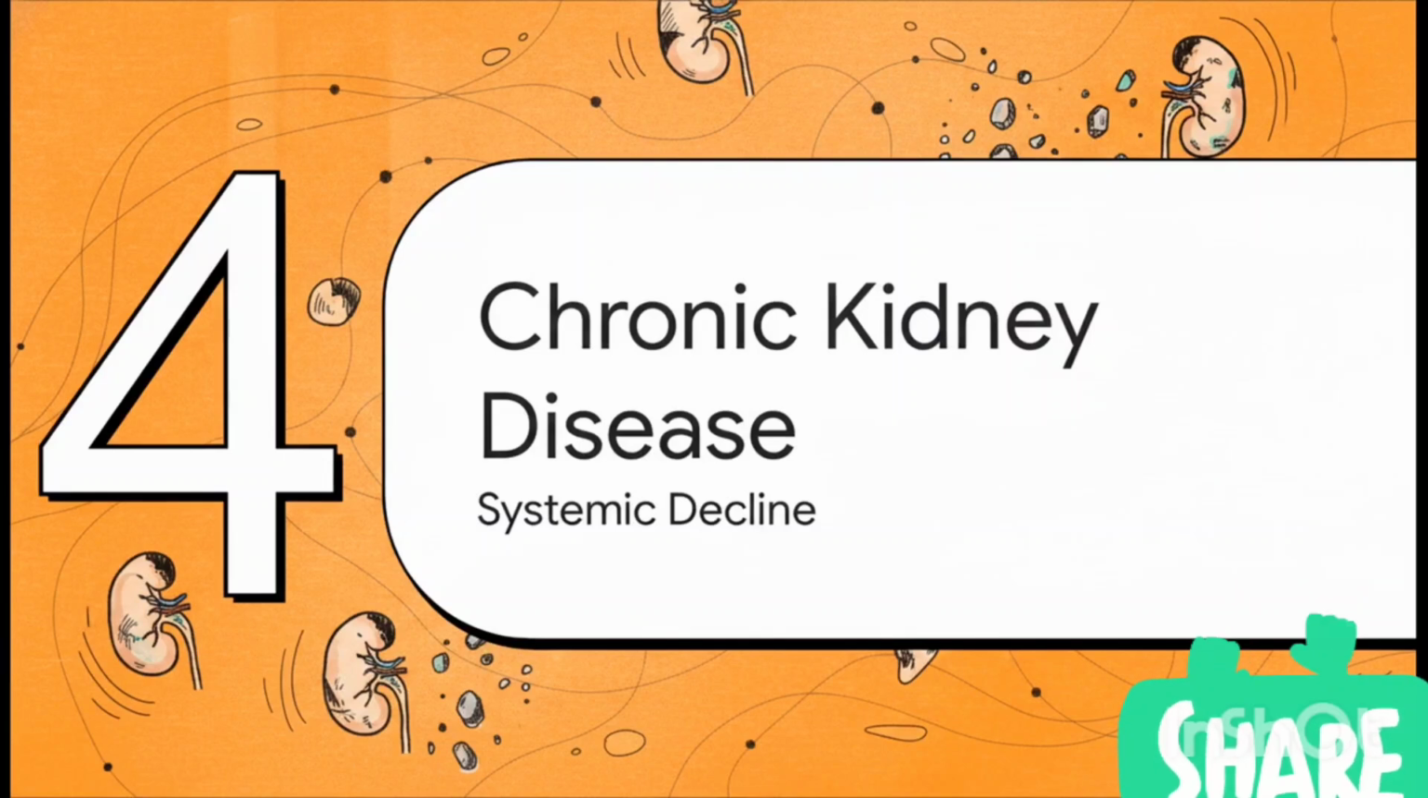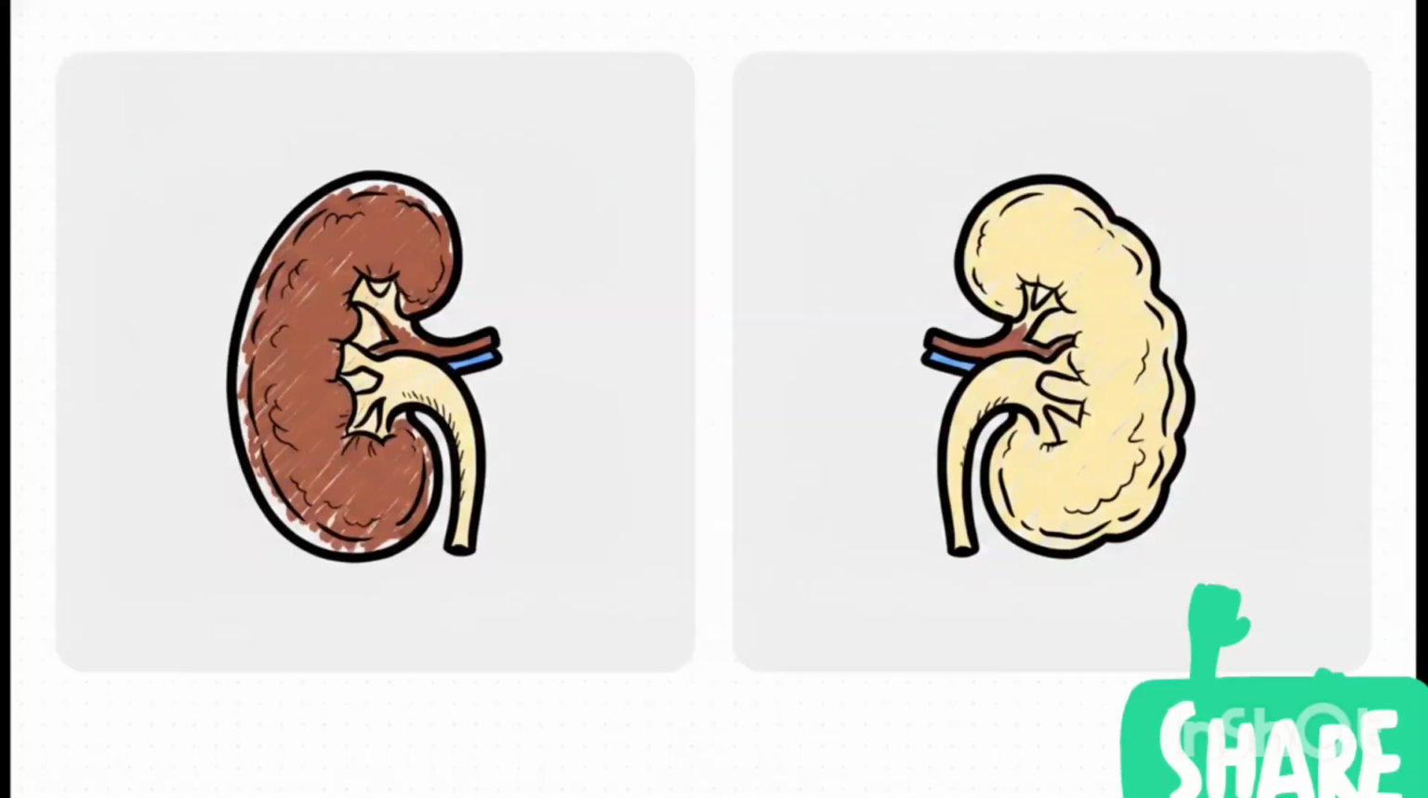Finally, we arrive at Section 4, Chronic Kidney Disease, Systemic Decline. This requires a slightly different perspective because we're shifting from localized issues like a single stone or a cyst to a systemic, long-term decline of the entire organ. Let's mentally compare a kidney suffering from chronic kidney disease against the healthy baseline we established at the very beginning of this explainer. Remember, our healthy kidney is 9 to 12 centimeters with a dark cortex and clear differentiation.